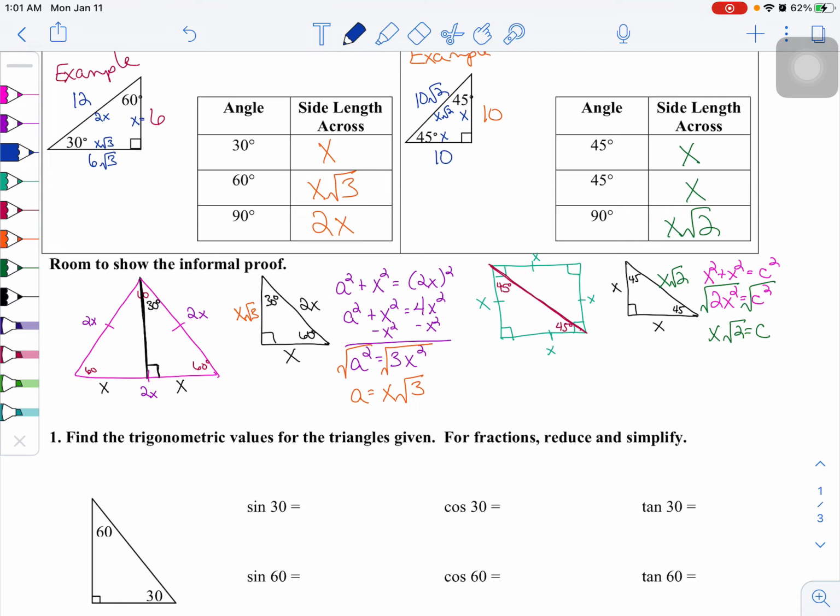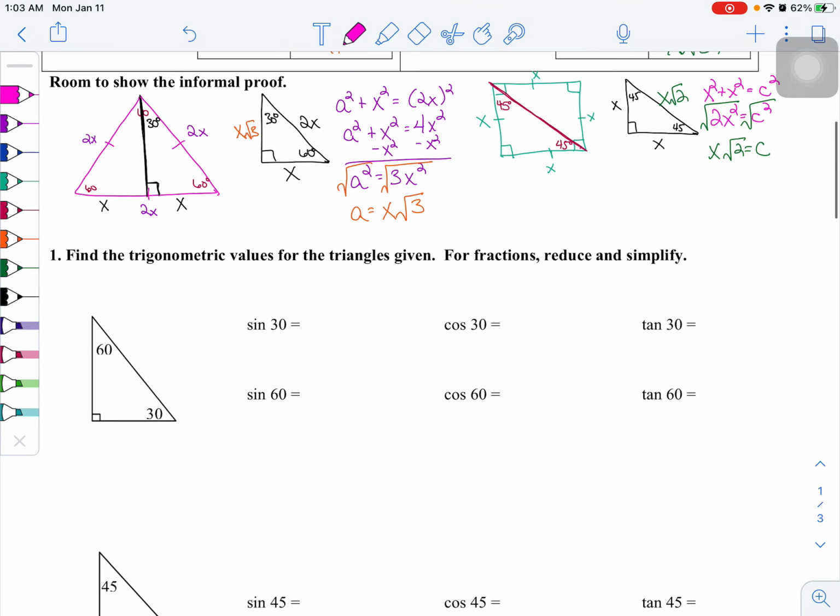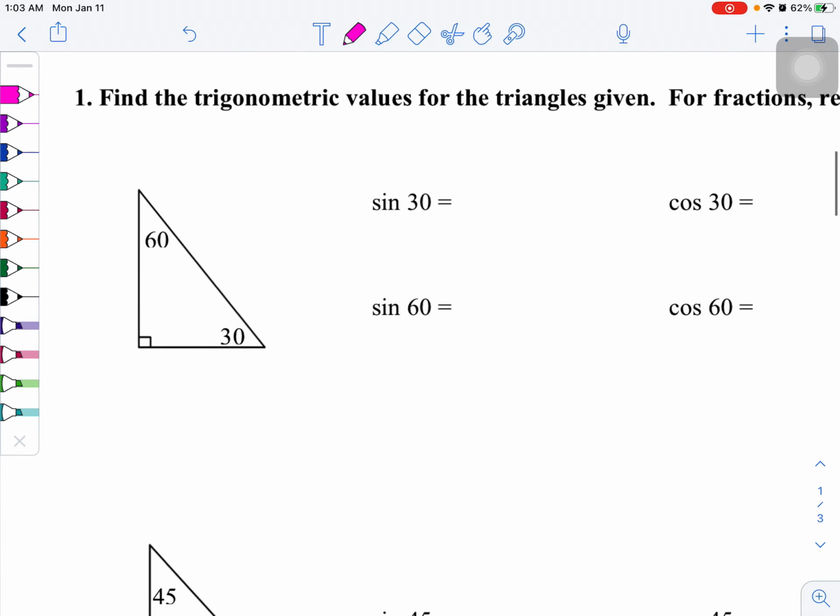So in this video, we're going to look at actually finding the trig ratios for 30-60-90s and 45-45-90s. So the first thing I want to look at is problem number 1 here. And I have a 30-60-90, but I don't have the sides labeled. So this is where it's important to know that information from the proofs that we did in the first video.